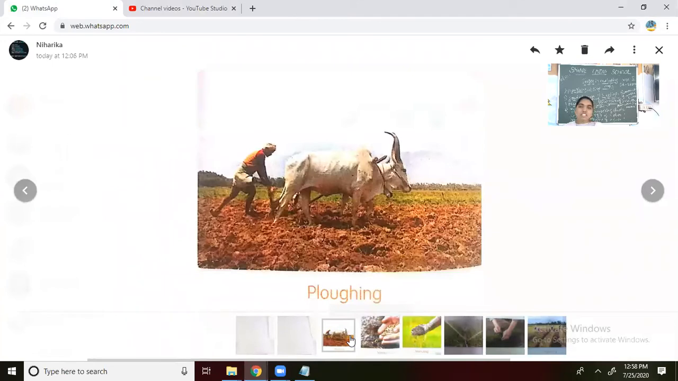Okay, now we are going to see the first picture. What is there in the first picture? Ploughing. You can see that ploughing. What is the other name we have learned for ploughing? Tilling. You can see the soil clearly that it is making two lines.